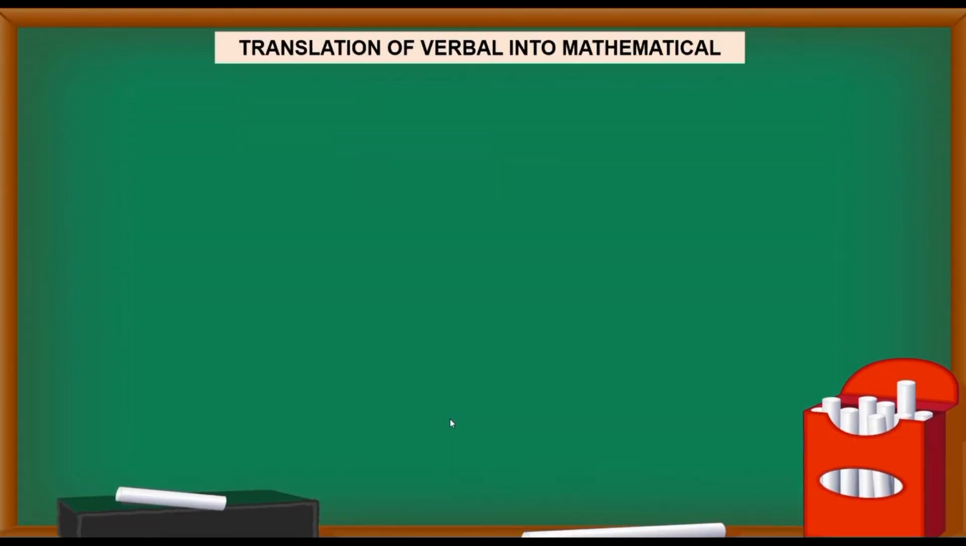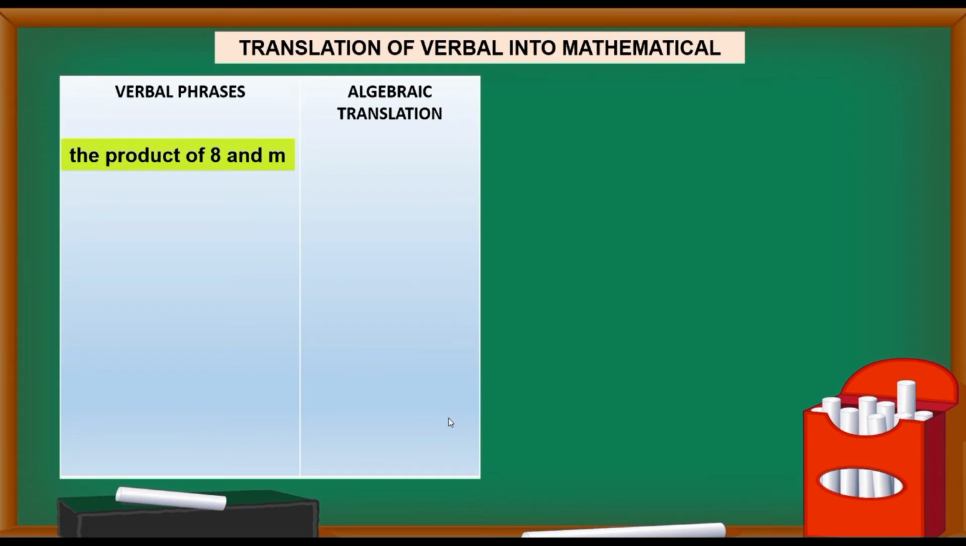So, paano tayo magta-translate ng verbal into mathematical? So, given the product of 8 and m. So, since product, multiplication po. So, pwedeng, since number at variable po yan, pwede na siyang pagsamahin or pagdikitin, 8m.